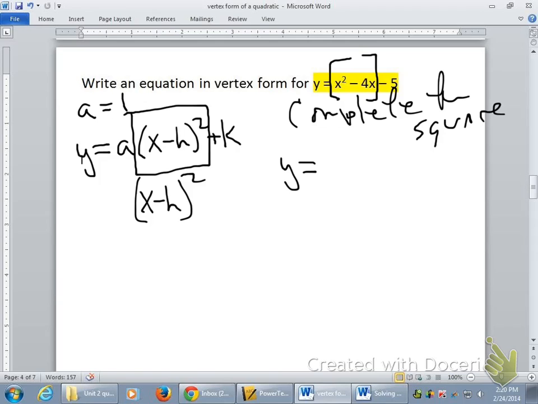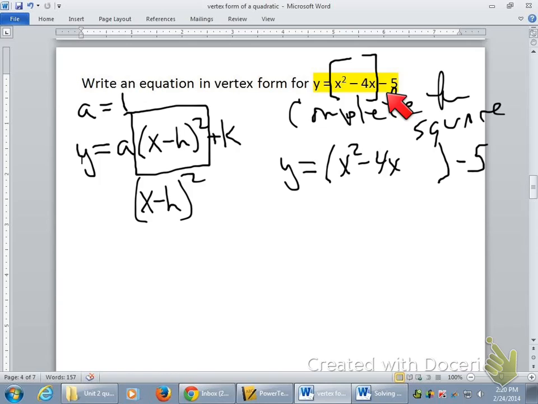I've got y equals. Now, this work's going to get real sloppy, but the reality is this only takes about 2 lines to get it done. Okay? So I've got y equals. I need to complete this square. So I've got x squared minus 4x. I'm going to leave myself a little space so I can complete it. And then there's my minus 5.